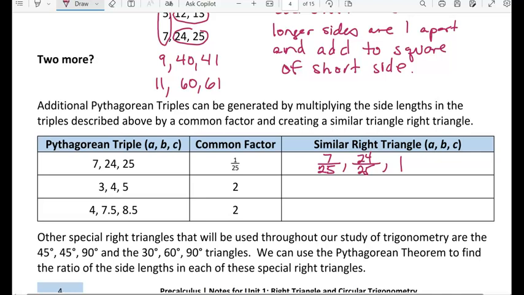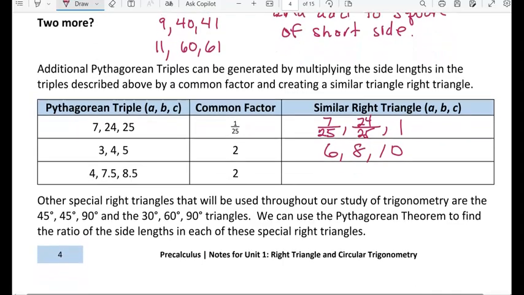3, 4, 5. If we want to create a bigger triangle by multiplying those side lengths by 2, then we get 6, 8, and 10. You'll notice about 6, 8, and 10, it doesn't fit that original pattern, but it is still a triple, right? The ones that we really want to memorize are the ones that fit that pattern.